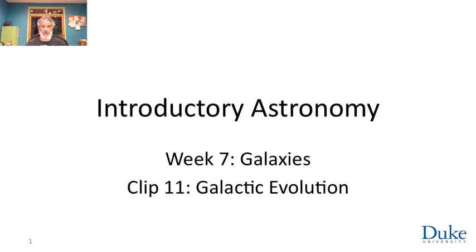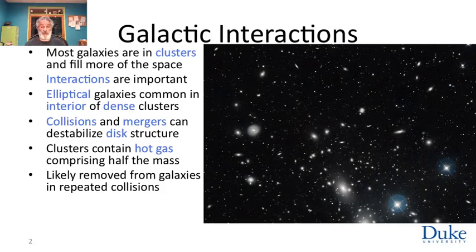Galaxies, it turns out, evolve in a very different way than stars. Stars, essentially, unless they're in a very close binary, evolve pretty much independently. A star evolves on its own evolutionary track. Galaxies are far more social creatures. Remember that most galaxies are found in clusters. Many stars are found in clusters, but in a cluster of galaxies, the fraction of the volume taken up by the galaxies is much larger.